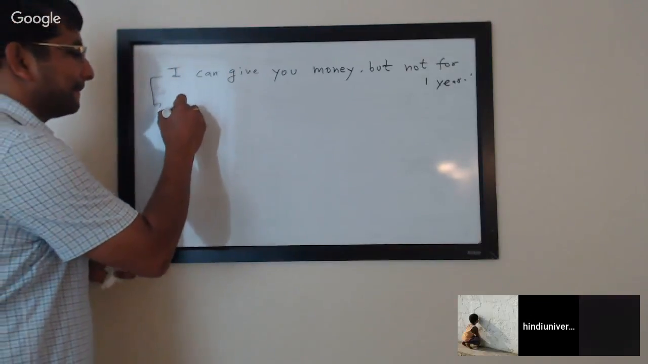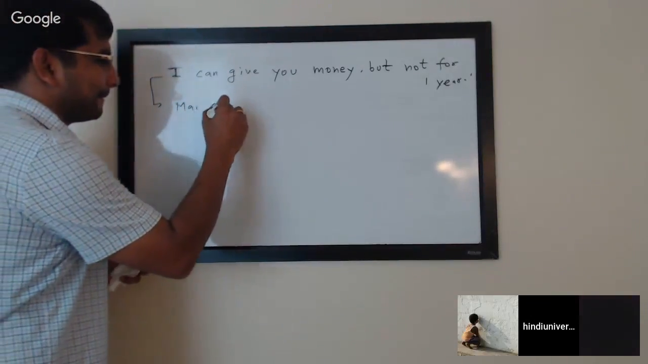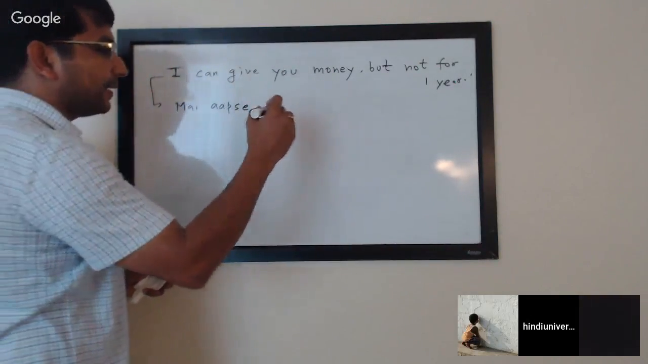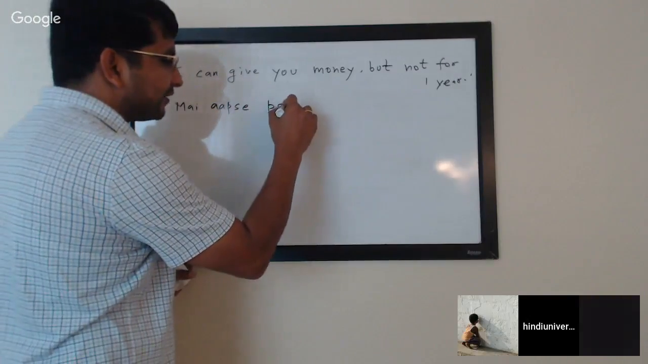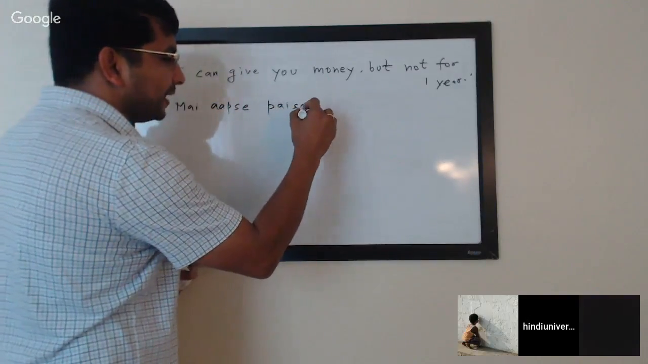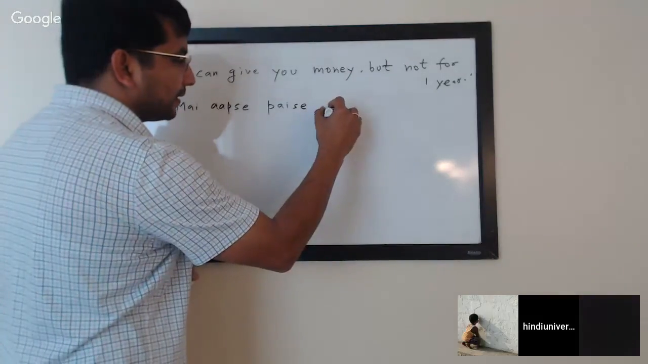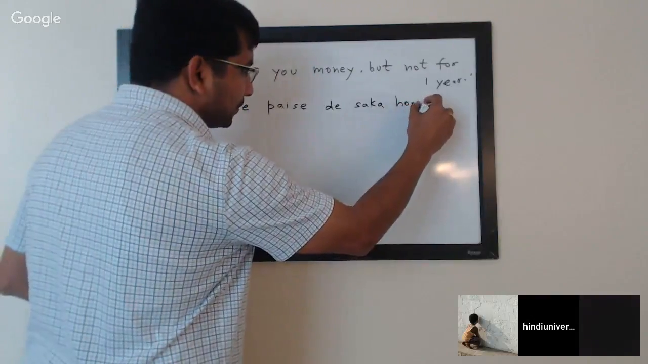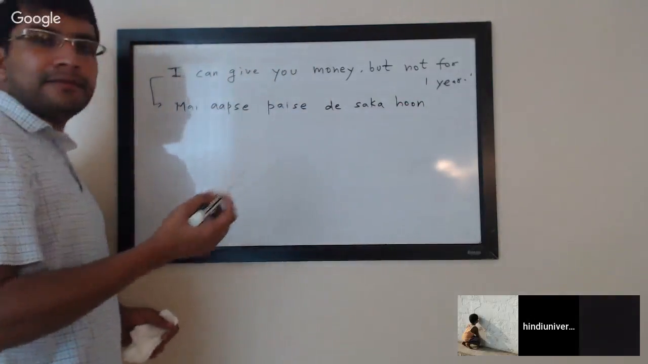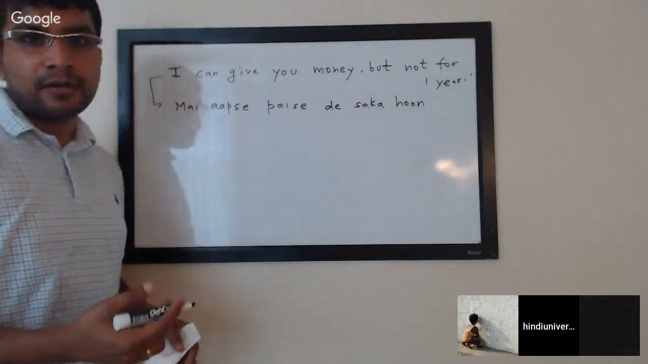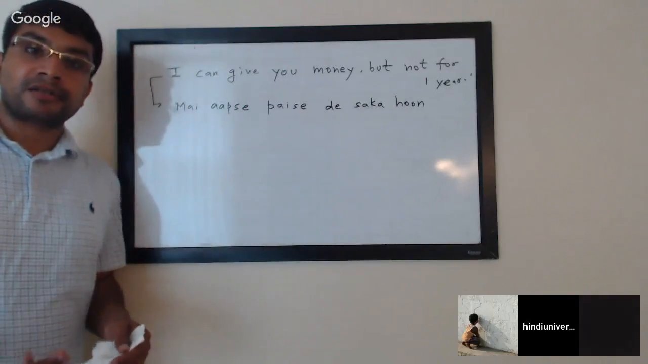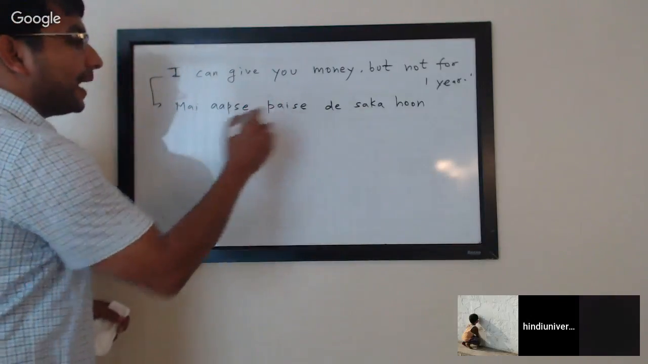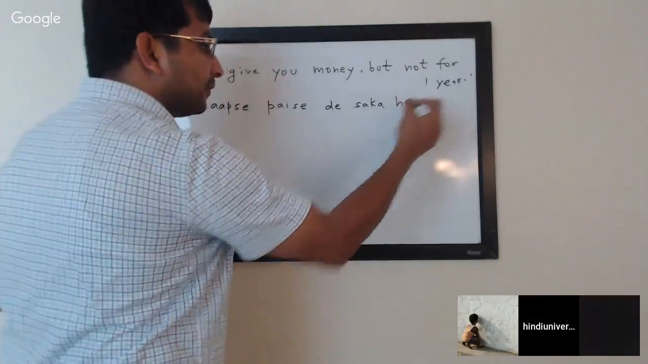Main aapko paise de sakta hun. Main aapko paise, to give is dena, okay? Main aapko paise, now we're using a different word. मैं आपको पैसे दे सकता हूँ. Okay, I can basically is मैं and then सकना. Okay, I can do it. मैं कर सकता हूँ. Okay, any word. So I can would be मैं आपको पैसे दे सकता हूँ, but not for 1 year.